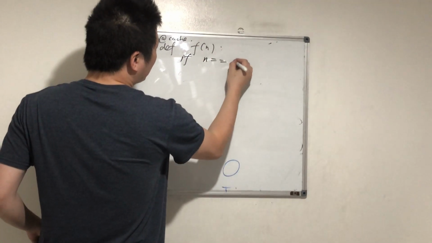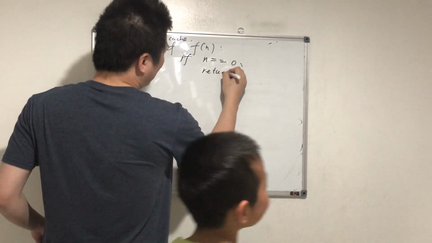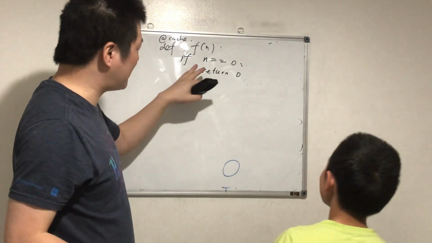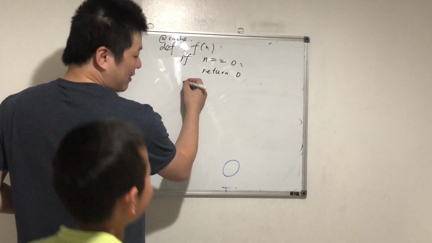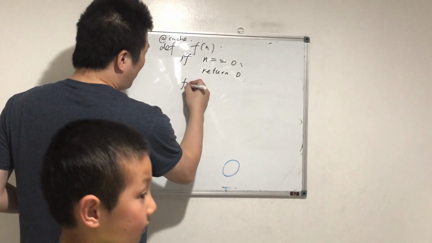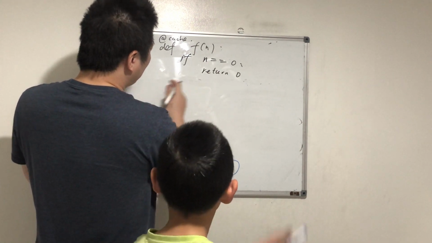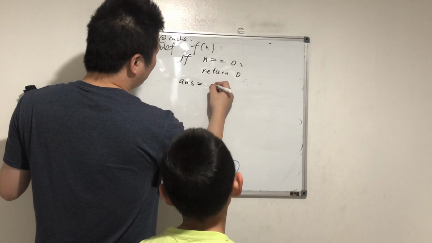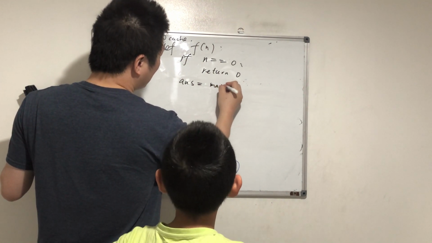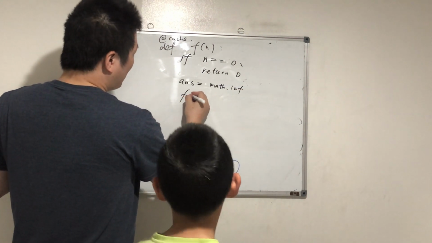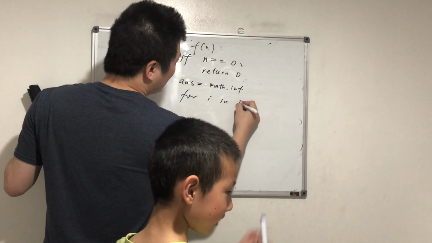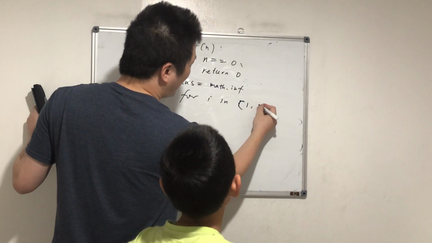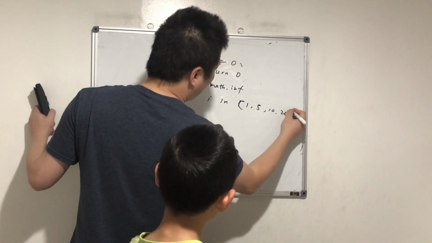If n equals 0, return 0, right? If the number of coins is 0, we return 0. Else return n. We want to get the minimum, right? Answer equals math.infinity. And then for i in the coins, 1, 5, 10, 25. Curly brace or square bracket, doesn't matter.